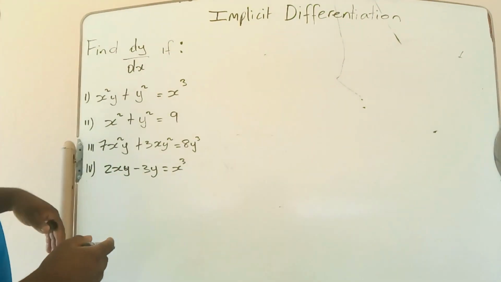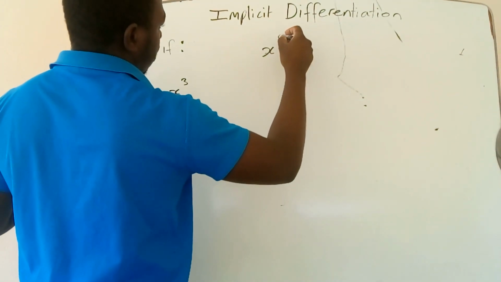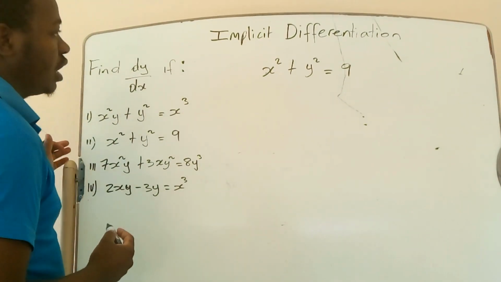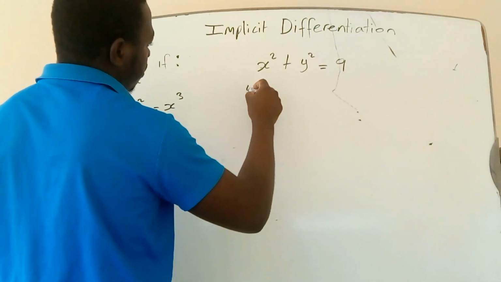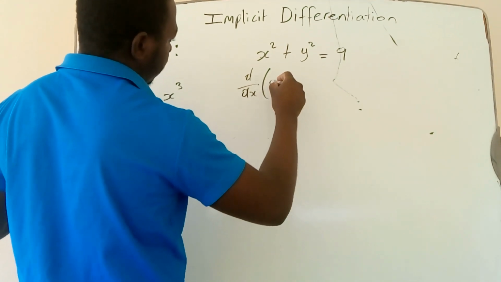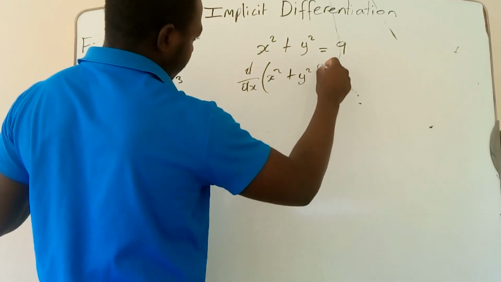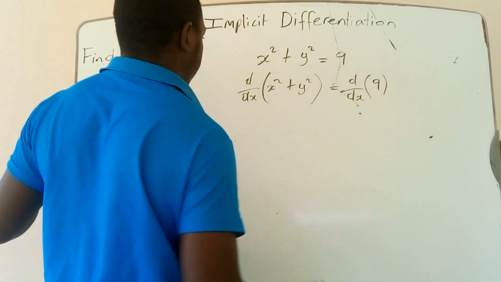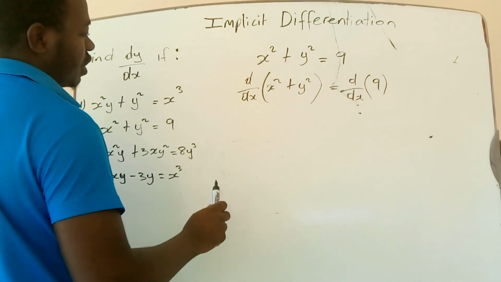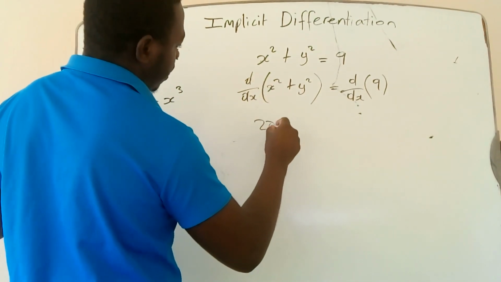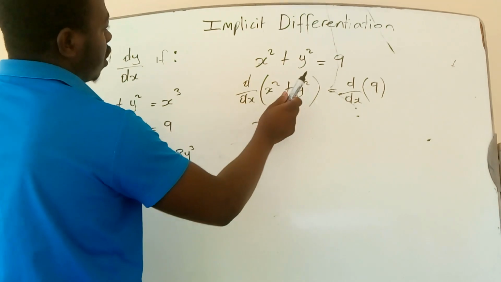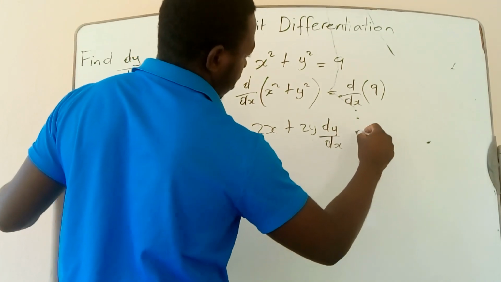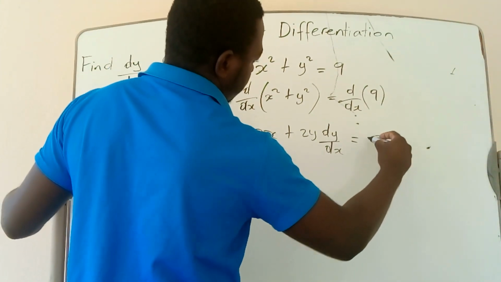So let's just look at the second example. Second example says, find dy by dx if x squared plus y squared equals 9. Now again, we're going to differentiate both sides with respect to x, so it's going to be d by dx of x squared plus y squared equal d by dx of 9. Now, if you differentiate each term with respect to x, if you differentiate x squared, that would give you 2x plus differentiate y squared, that gives you 2y dy by dx equal, differentiate 9, you get 0.